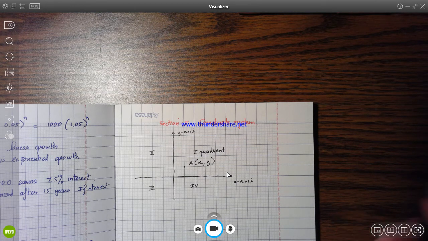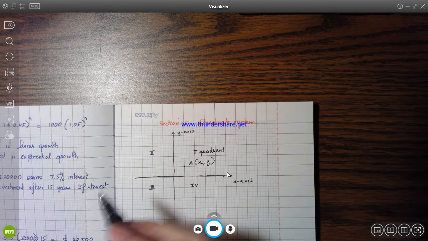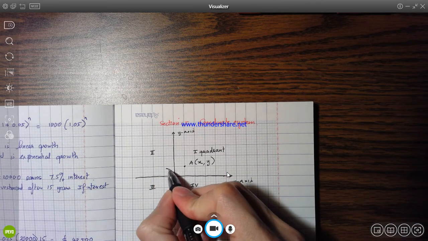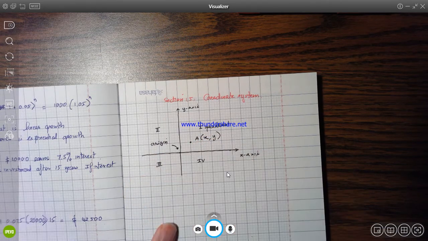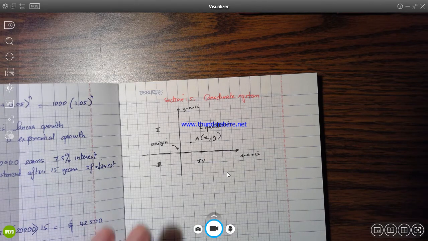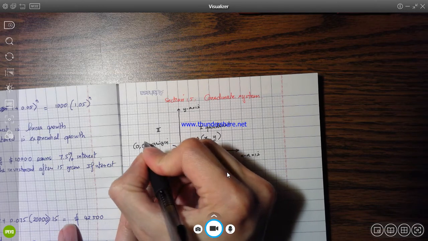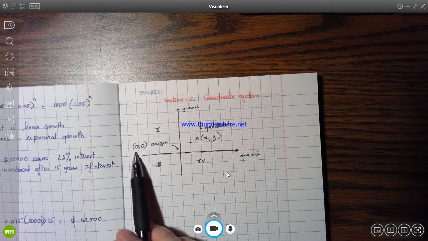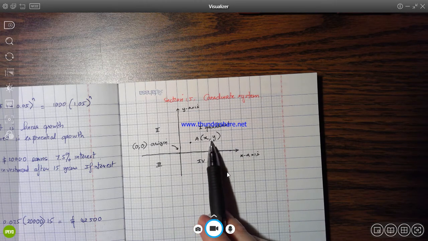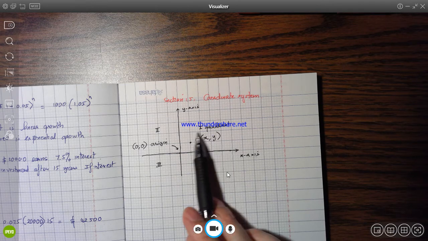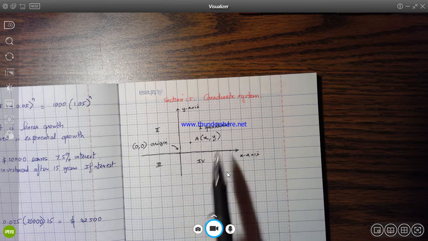The intersection point between the x-axis and the y-axis we call the origin. So this is the origin. The origin always has coordinates 0 and 0, which means the x component is 0 and the y component is 0. Point A has an x component and a y component, and we call this the coordinates of point A.